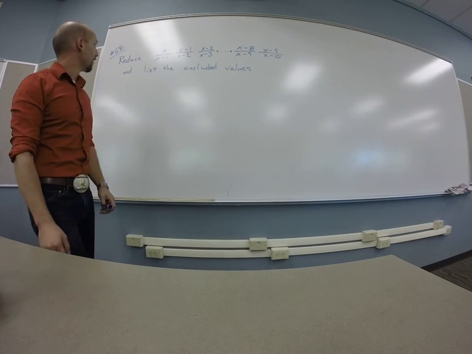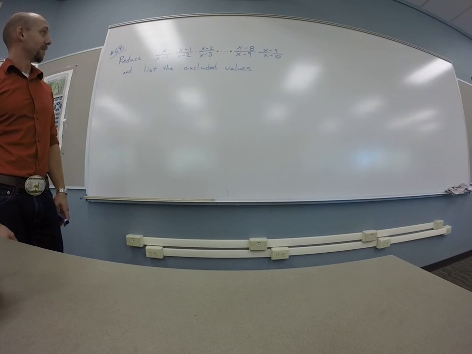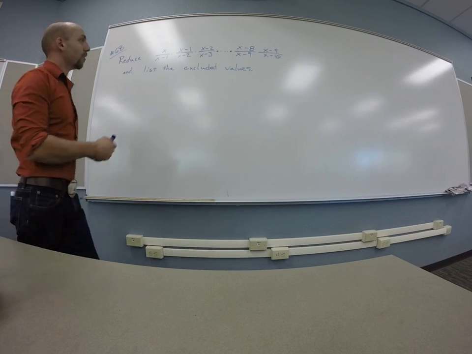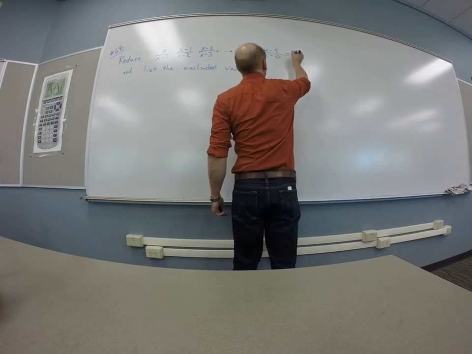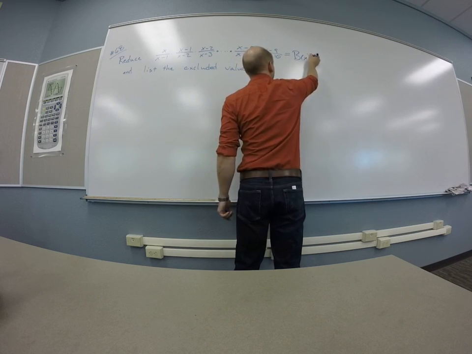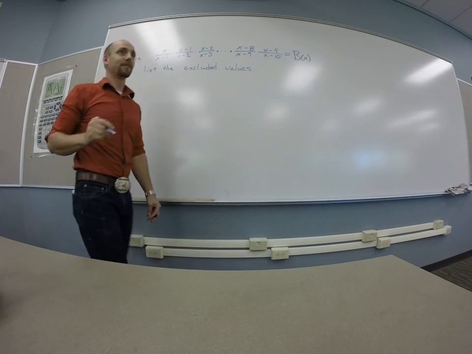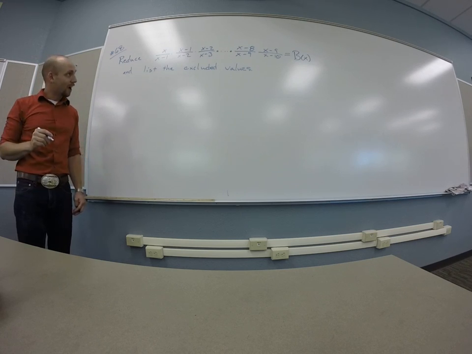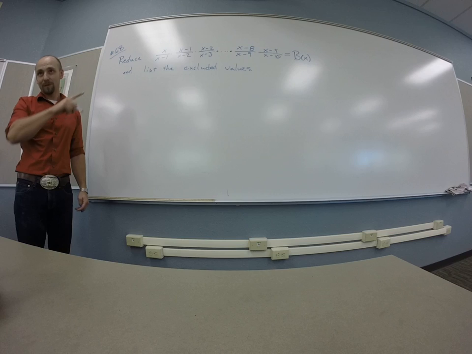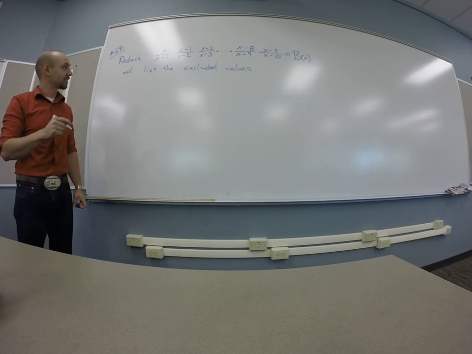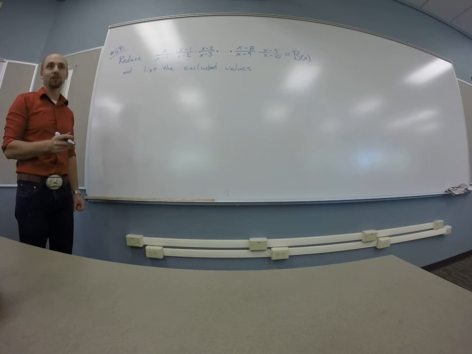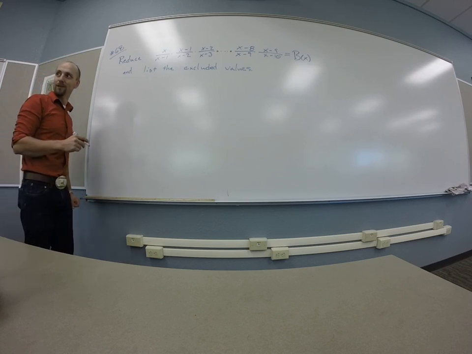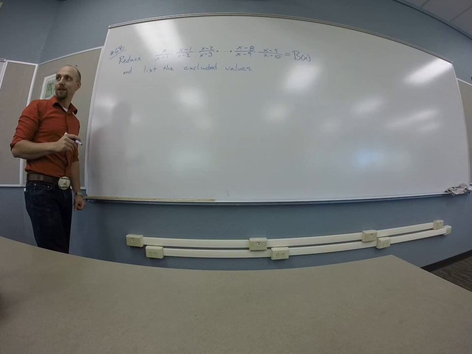Okay, so on 68, we want to reduce this and list the excluded values. So 1, I'm going to call this b of x because I don't want to keep writing it down. This actually does get used for something. The reason I asked this question is this thing's called a Blaschke product, which gets used for math. But for what? Isn't it just x over x minus 10?